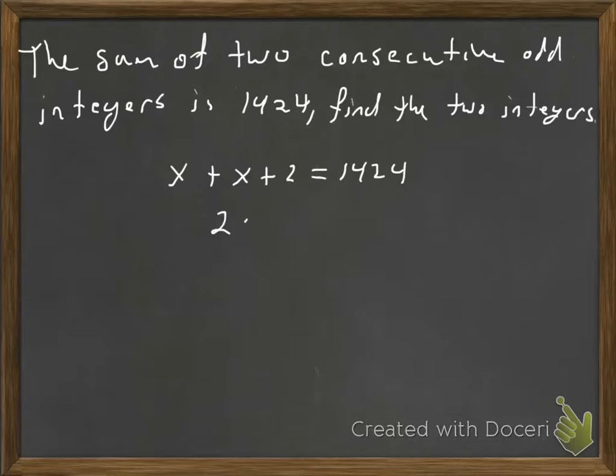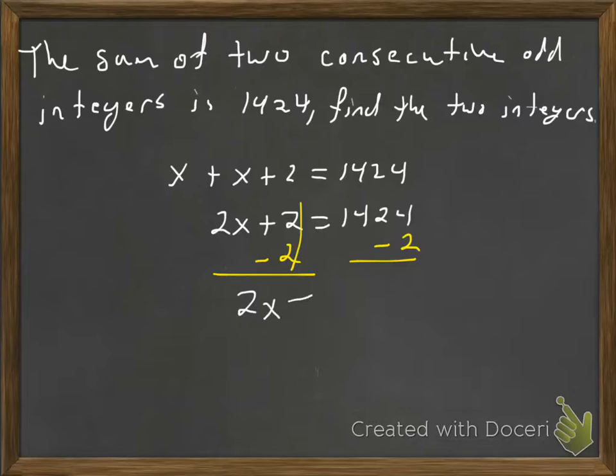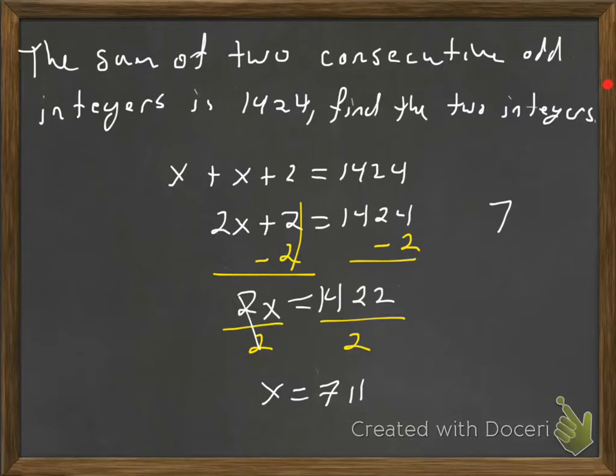I'm going to combine my like terms and get 2x plus 2 is equal to 1424. We'll subtract 2 from both sides. 2x is equal to 1422. And then we'll divide both sides by 2, and we'll get 711 as my first consecutive odd integer. To get to the next one, we would add 2, and the next one would be 713. So those would be my two consecutive odd integers.